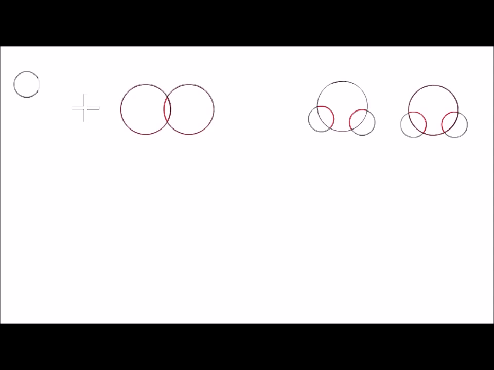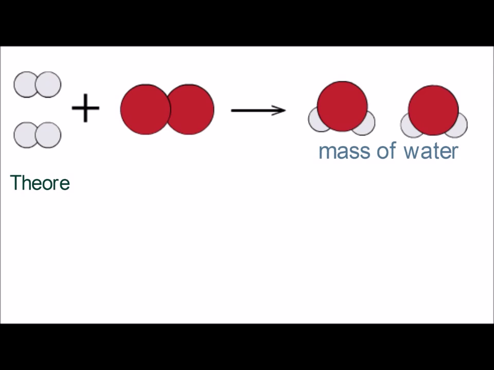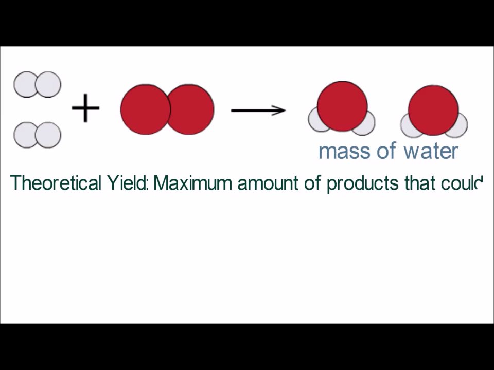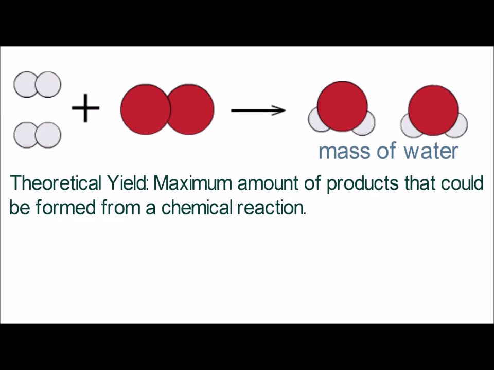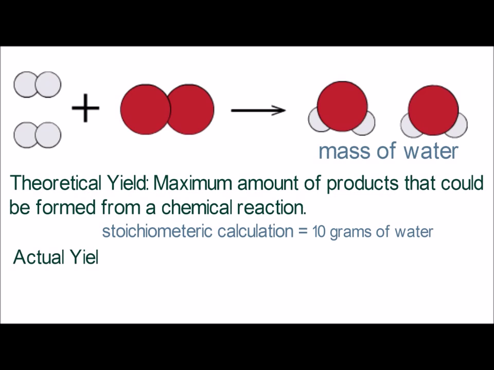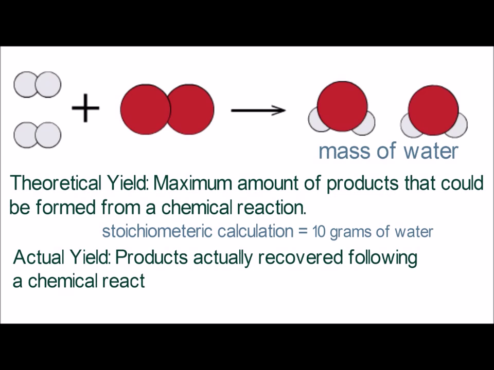The yield of a reaction is the amount of products formed in a chemical reaction. Stoichiometric calculations can give us the theoretical yield or maximum amount of products that could be formed from a chemical reaction. However, in real-world applications, the amount of products formed is generally not the theoretical yield. Side reactions and reaction conditions contribute to reducing the expected amount of products. So the actual yield is the amount of products actually recovered following a chemical reaction.